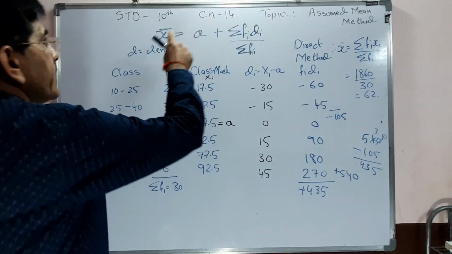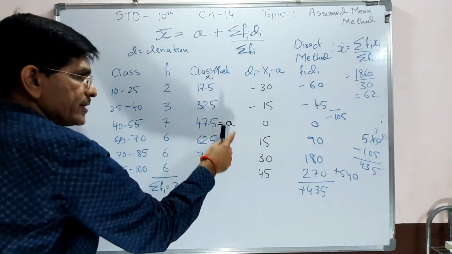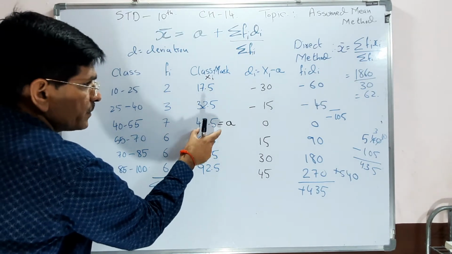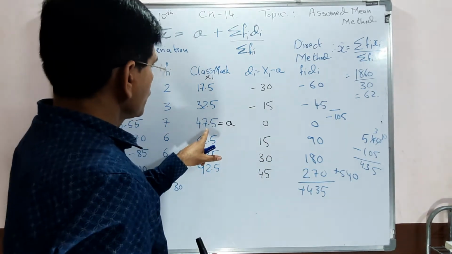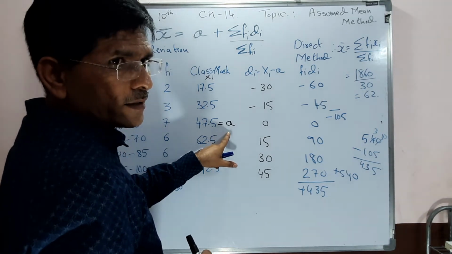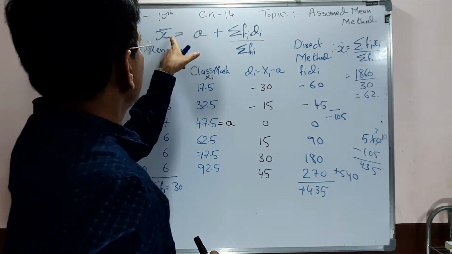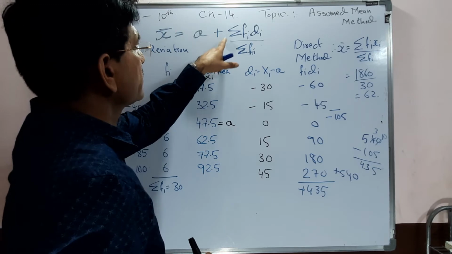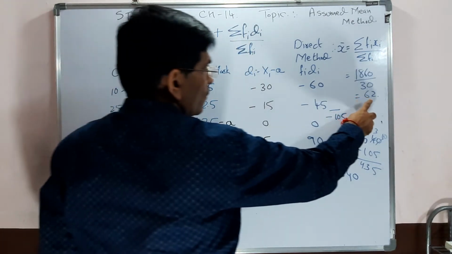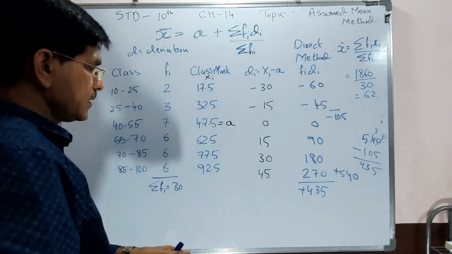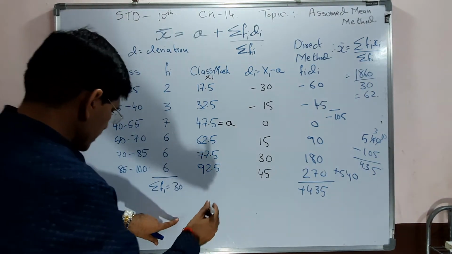Now the formula. x bar is equal to A, that is our assumed mean, and the answer must be near to it, or we can say plus or minus. So 47.5 is equal to A. So the formula is x bar is equal to A plus sigma fi di upon sigma fi. Now let me try whether we get the correct answer or not.